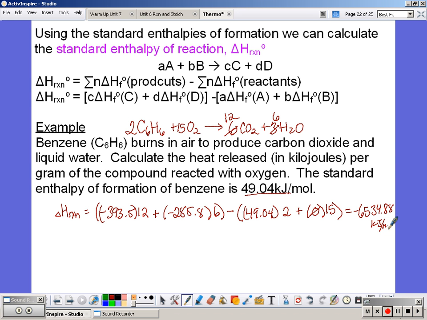The question asked to calculate the heat released in kilojoules per gram. So we're going to take our heat of reaction, which is kilojoules per mole, and 1 mole is the molar mass of C6H6, 78. So per gram, it's negative 83.78 kilojoules.